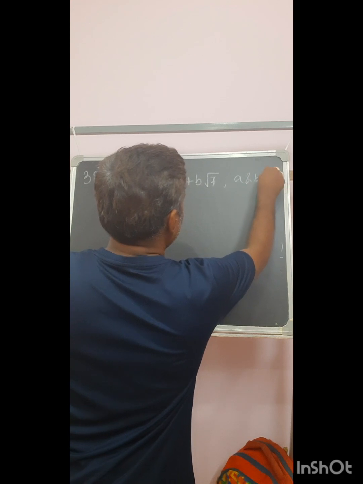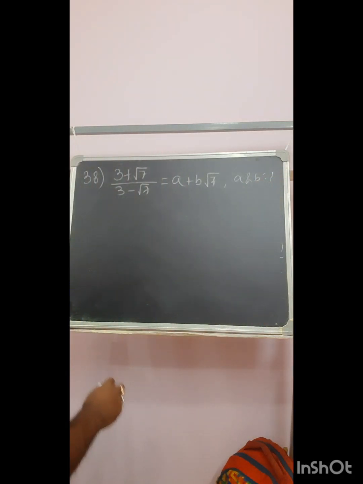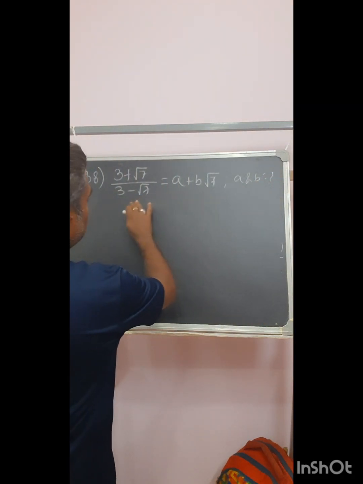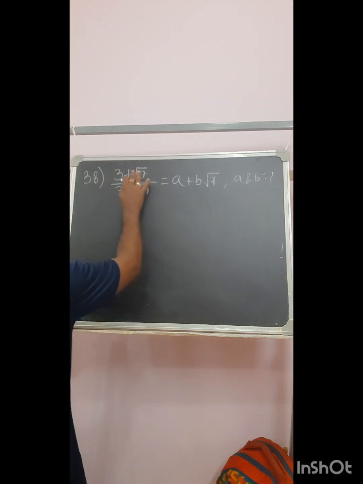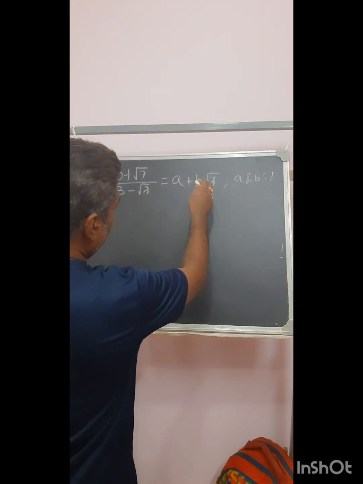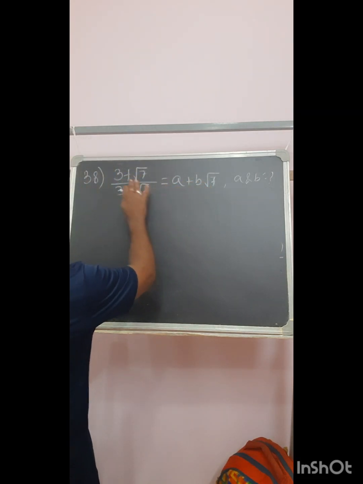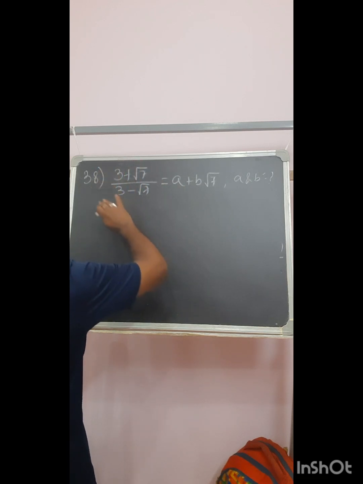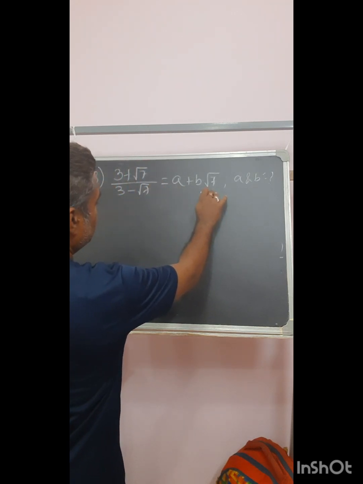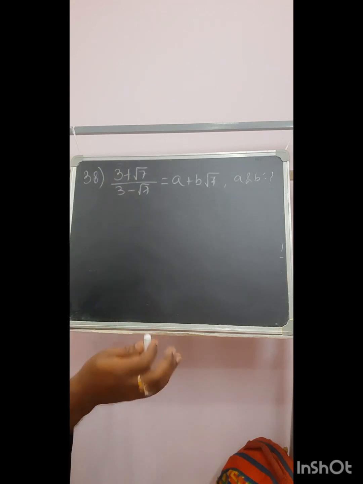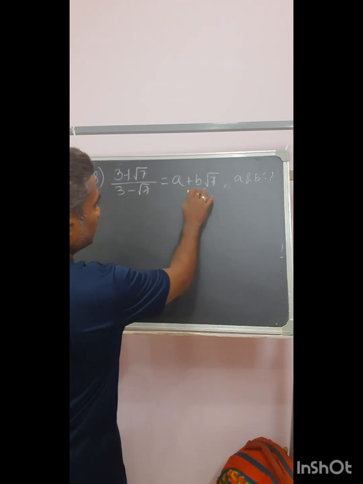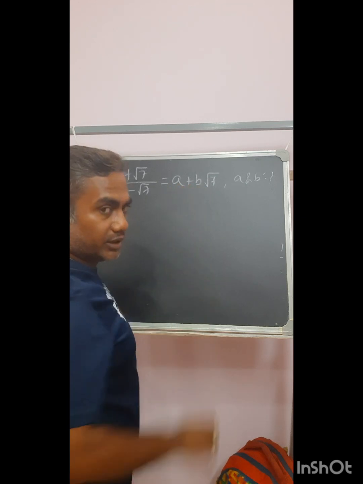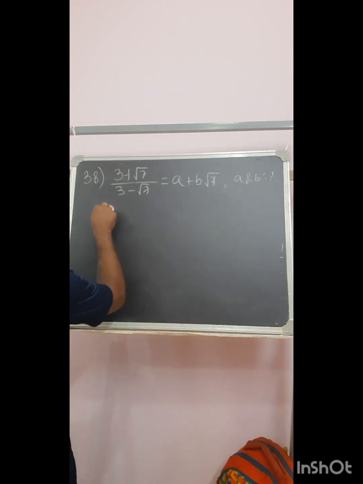find a and b. Now you can understand, if these two terms on either side of the equal sign are equal, then if I can manage to form it like a plus root 7, then I can compare the terms and establish the values of a and b. So let me try this.